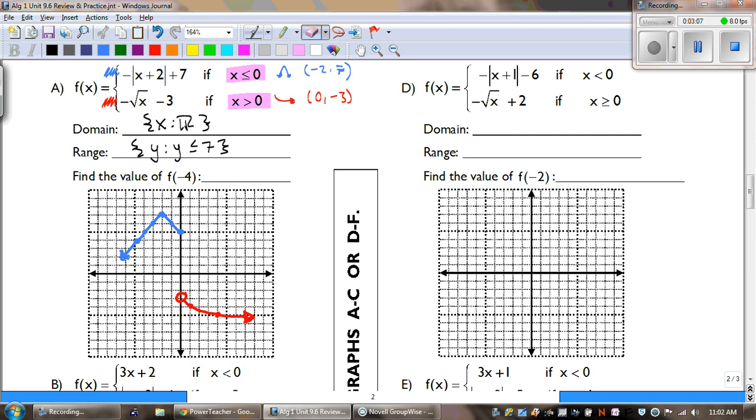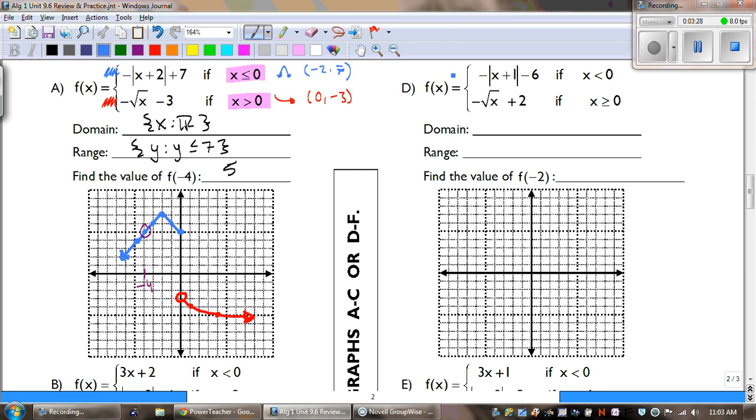All right, and f of -4, when we get to -4, what's it equal? Good, 5. All right, let's go on to D. You're going to go straight across. We'll set it up together, and then you guys are going to graph it on your own.